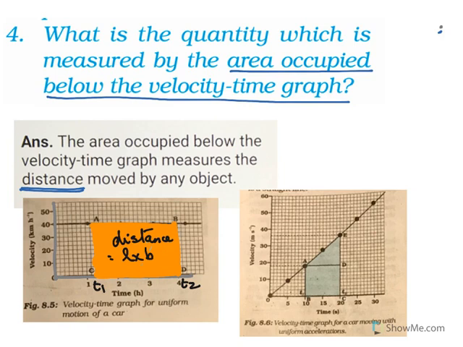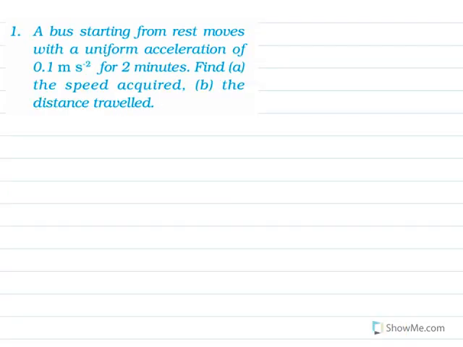Look in the next figure. Here again, we need to find the distance, and the distance traveled from point t1 to t2 is given by this area below the velocity time graph and the time axis. This entire area will give you the distance. So again, going back, which quantity is measured by the area occupied below the velocity time graph? And the answer is distance. We get the distance.